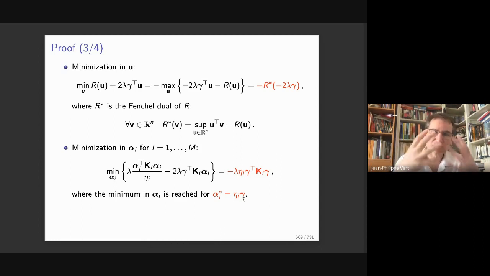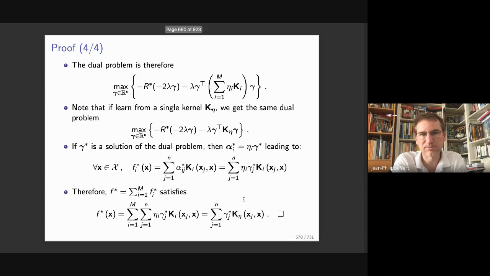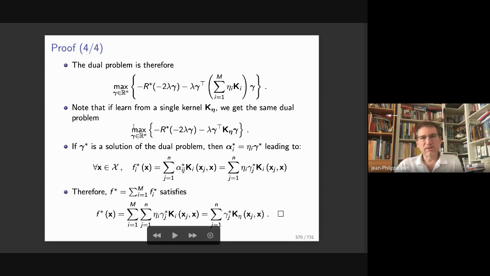So this is the standard thing we've done. We have written the Lagrangian, and here we compute the dual function: we minimize in u and in alpha with no constraint to obtain a function of gamma, which is the dual function. Putting it together, the dual problem is a maximization problem in gamma, the dual parameter, of a sum of two terms: the R star, the Fenchel dual of R, and the quadratic term.